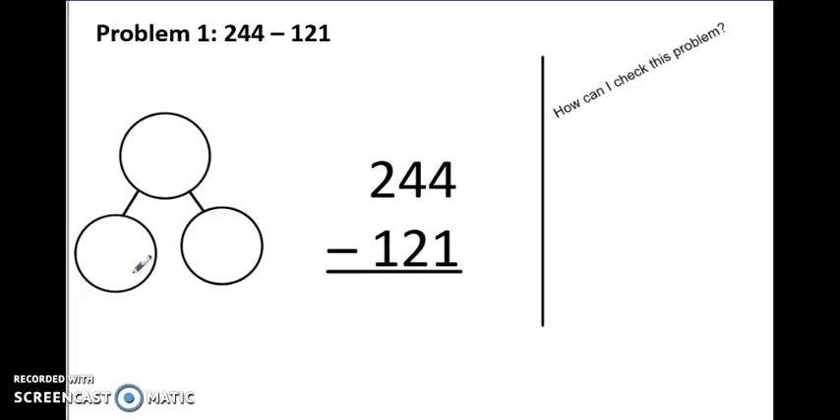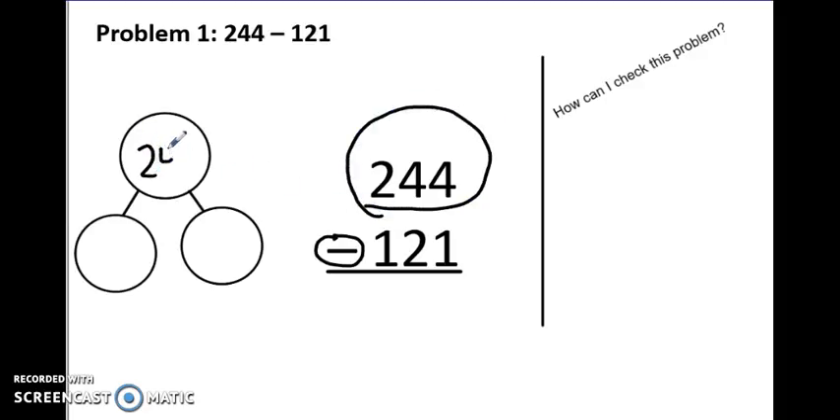Let's think about how we would use a number bond to show this problem. Well, when we are subtracting, we already have the whole. In a subtraction problem, the whole is the first number. So 244 is our whole. Then the number we are subtracting is one of the parts. So 121 would go here. This is what I'm looking for. So I'm going to subtract to find my missing number.